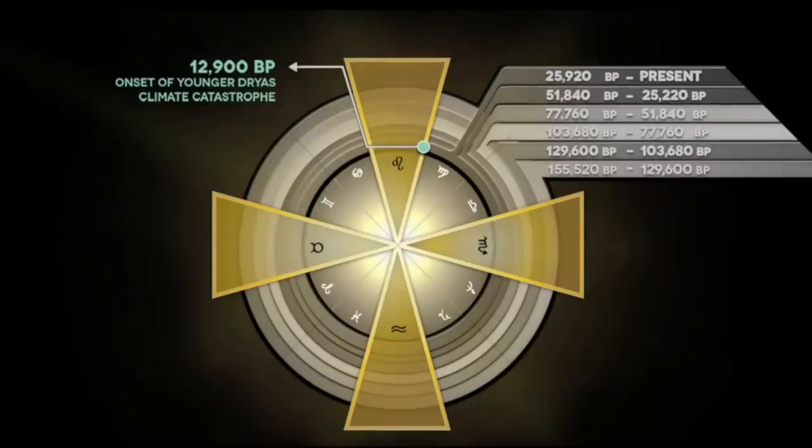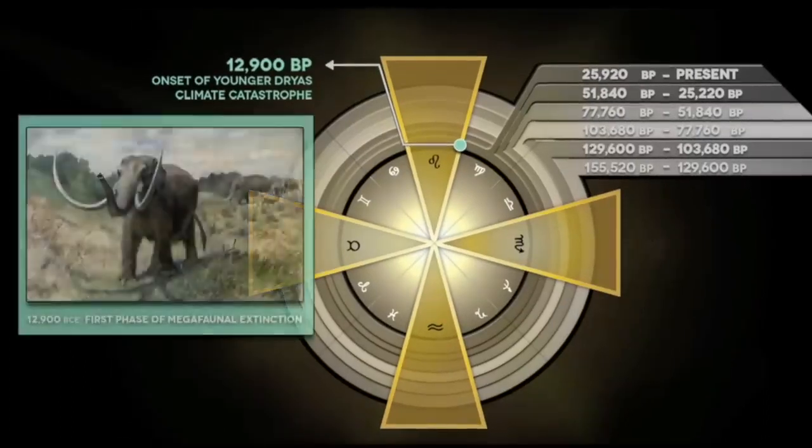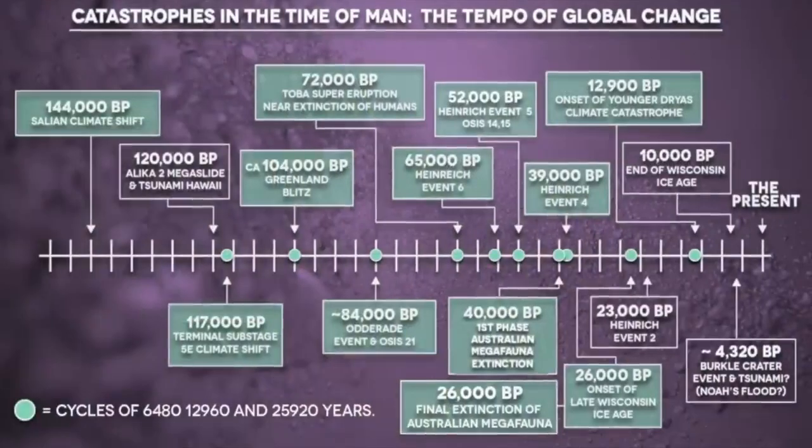12,900 years ago, roughly. And what happened? We have something that happened 12,900 years before present, onset of the Younger Dryas climate catastrophe, first phase of the megafaunal extinctions. Now here what I've done is I've entered some green dots. Now look at what the green dots are.